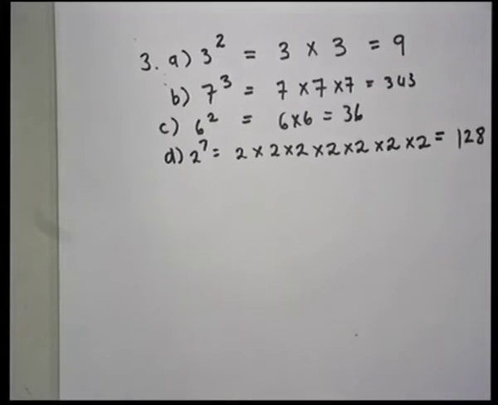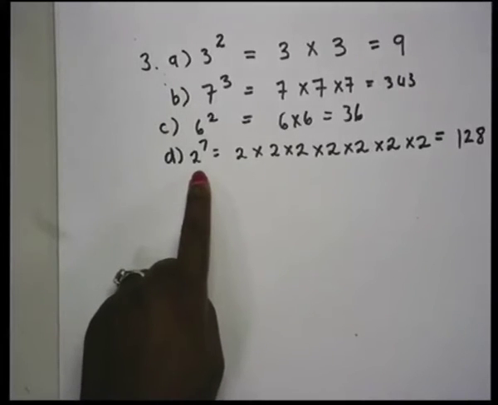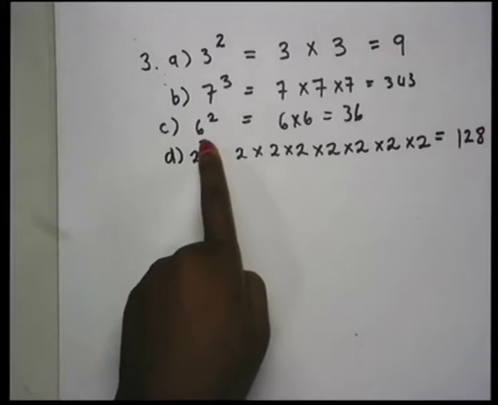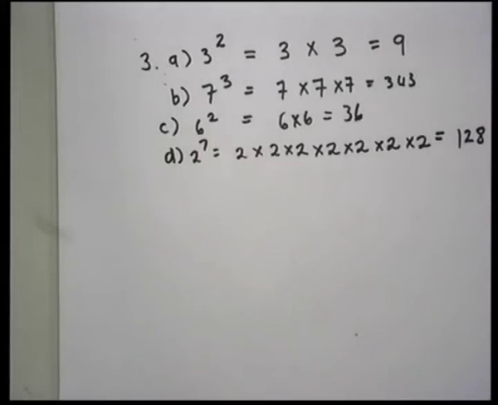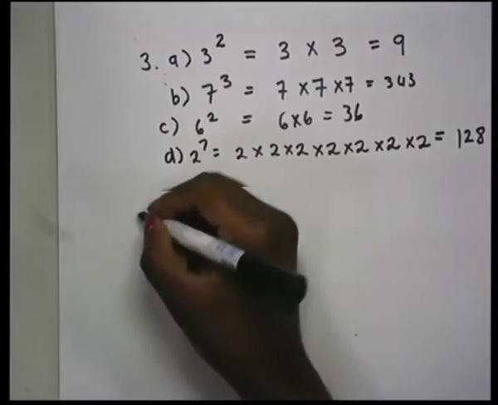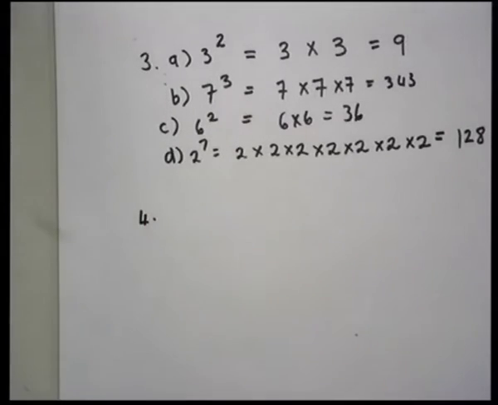So practically, when we're looking at powers, we are looking at a number multiplied by itself a certain number of times. In this case, 2 multiplied 7 times, and 6 times 6, 2 times, and so forth. We're moving over to question number 4.